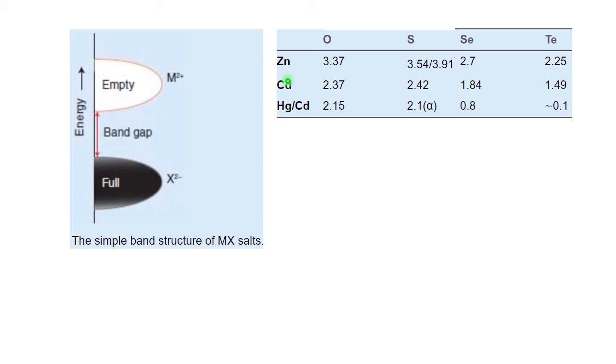Zinc, cadmium, and mercury sulfides, selenides, and tellurides are very interesting semiconductors, so-called II-VI semiconductors. So the band gap can be very different and adjusted by changing composition of these compounds. These semiconductors have multiple industrial uses.